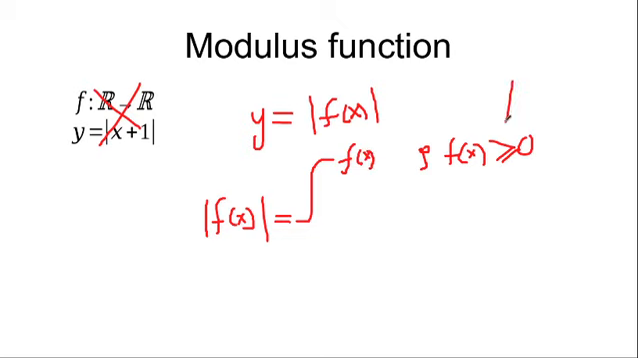By solving these inequalities, you will get the line of symmetry. What happens when the function takes negative values? If the images are negative values, what you have to do is multiply the function by minus 1. This is how you deal with modulus functions in general.